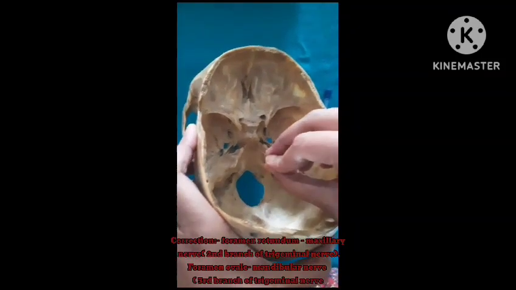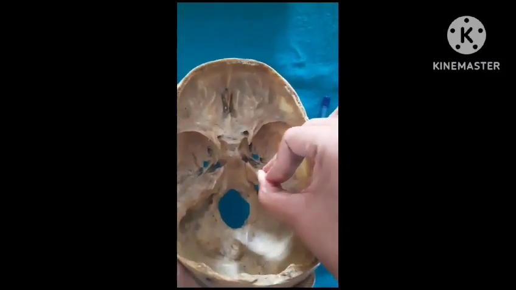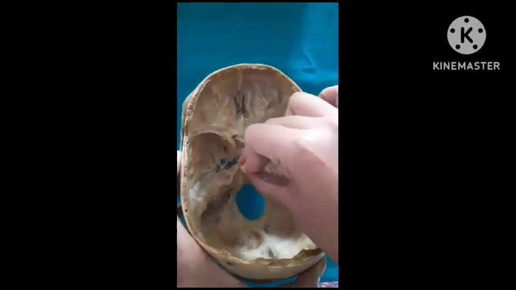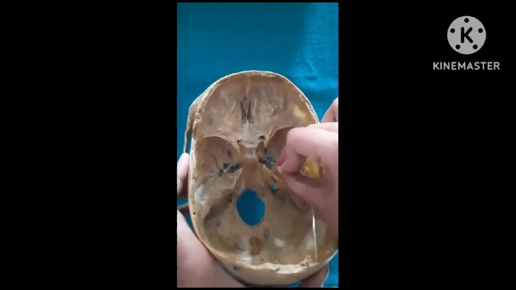Then we have foramen rotundum, through which the maxillary nerve passes. This is the second branch of trigeminal nerve. Then we have foramen ovale, through which the third branch of trigeminal nerve passes, that is mandibular nerve.